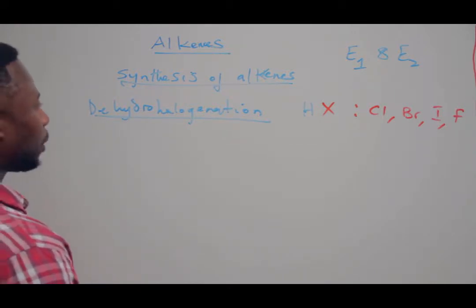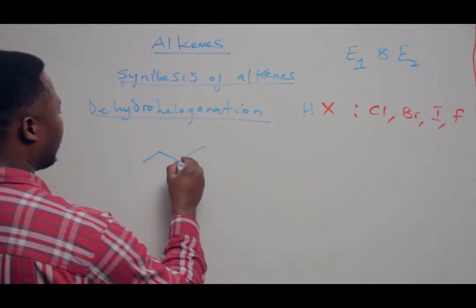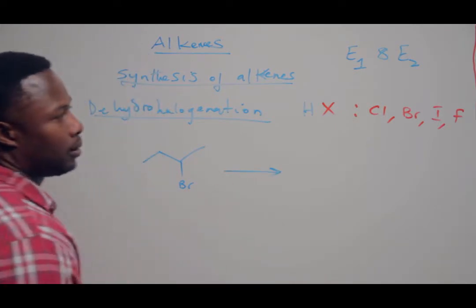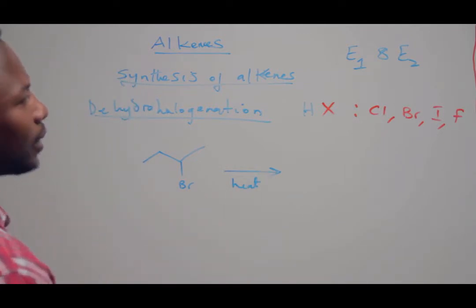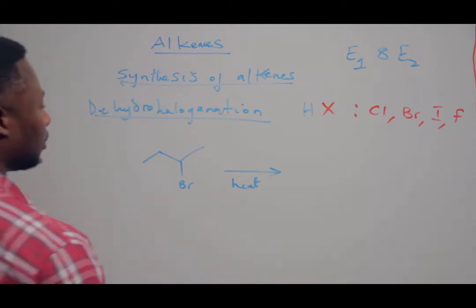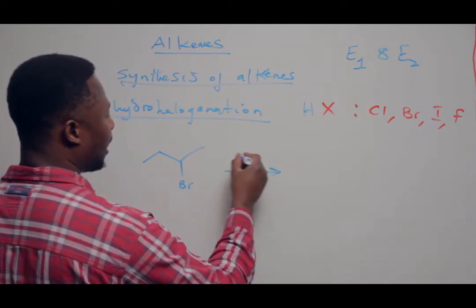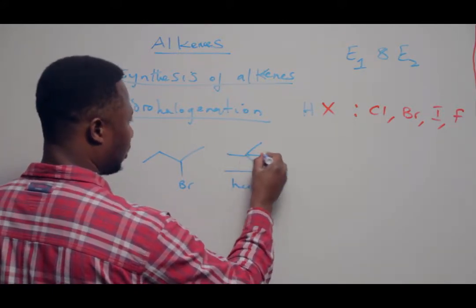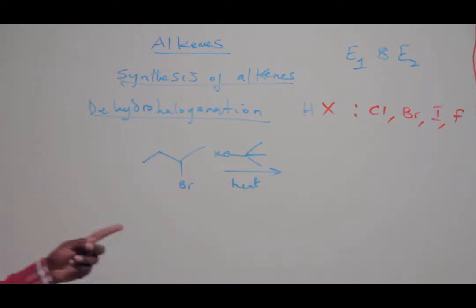So let's see. A typical double bond is made. Let's see this reaction. What do we have here? We have a secondary alkyl halide here. And all we're doing here is adding heat. As soon as we add heat and some base, it doesn't matter what type of base, any strong base. What if we use t-butoxide? It's a good base, very strong.